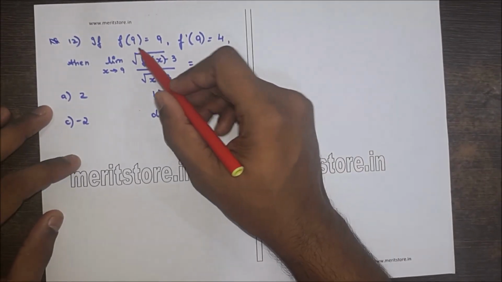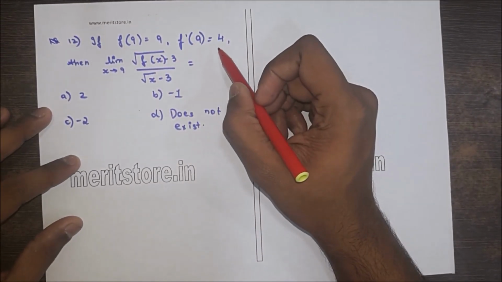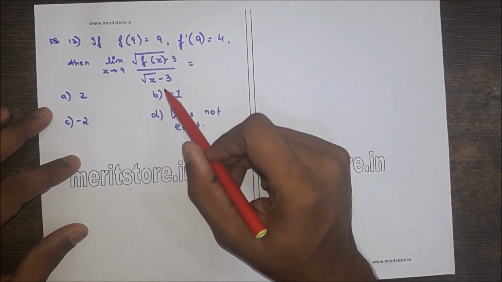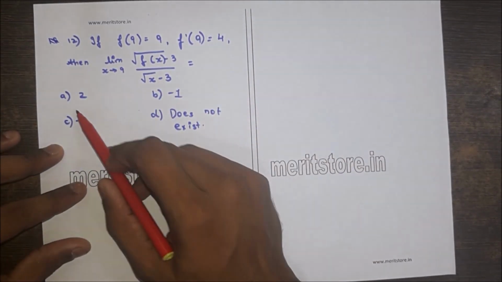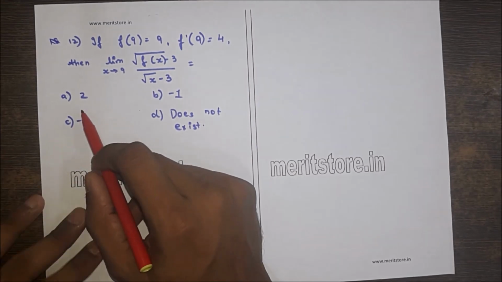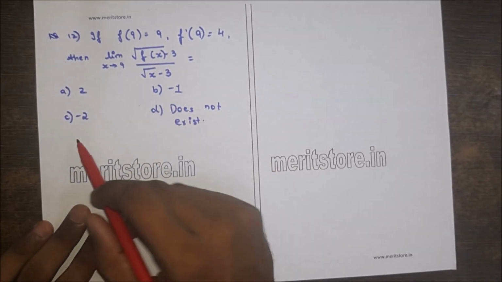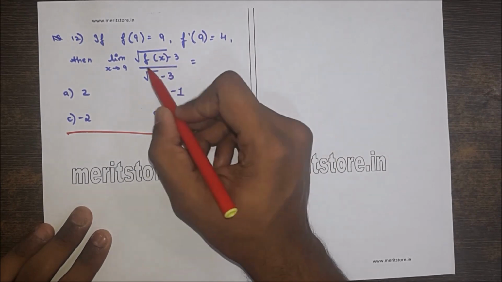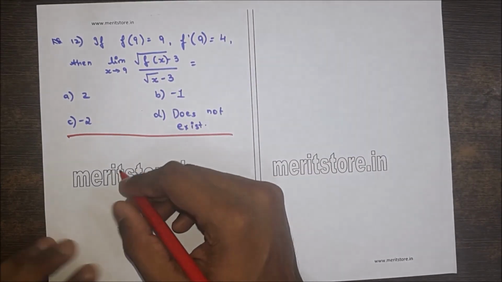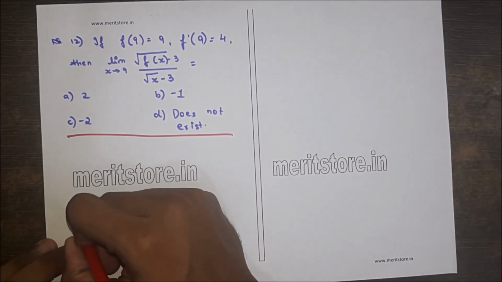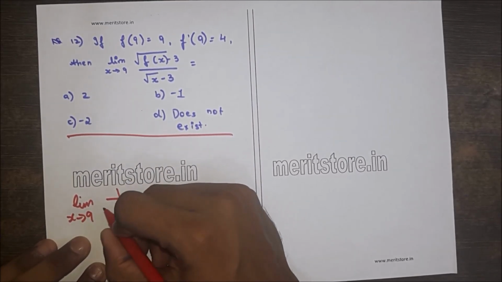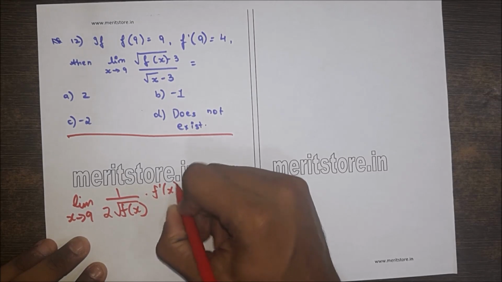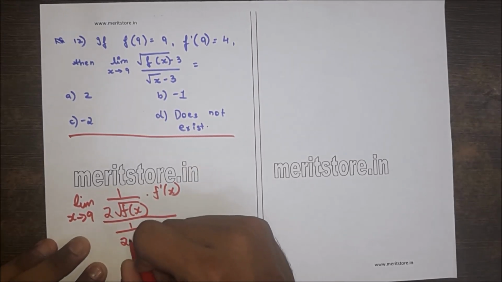If f of 9 is equal to 9 and f dash of 9 is equal to 4, then limit of x tends to 9 root of f of x minus 3 upon root x minus 3 equals, these are the options, option A 2, option B minus 1, option C minus 2, and option D does not exist. On applying L'Hopital's rule on this part, we get limit of x tends to 9 1 upon 2 root f of x into f dash of x upon 1 upon 2 root x.